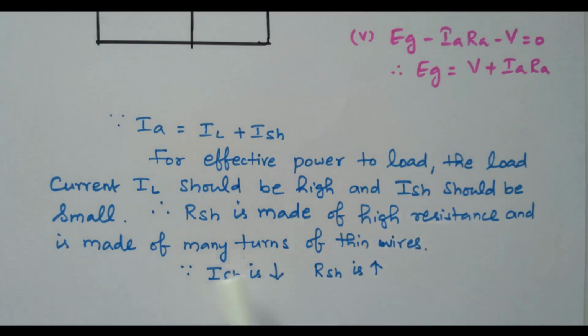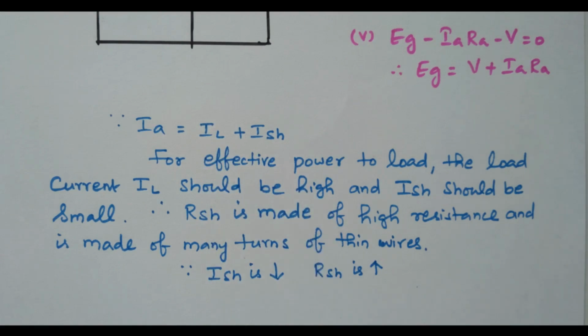High resistance means it is made up of many turns of thin wire, so that only a small amount of current will flow through the shunt field winding. The current in the shunt field winding is very less, so the resistance is increased. So it is made up of many turns, right? If ISH is very small, IL will be more. If IL is more, more power will be delivered to the load circuit.